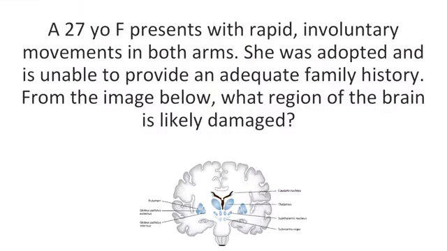So let's do a question to apply this. Let's say a 27-year-old female patient presents with rapid involuntary movements in both arms. Now she was adopted and is unable to provide an adequate family history. From the image below, what region of the brain is likely damaged? So here we're looking at the basal ganglia.